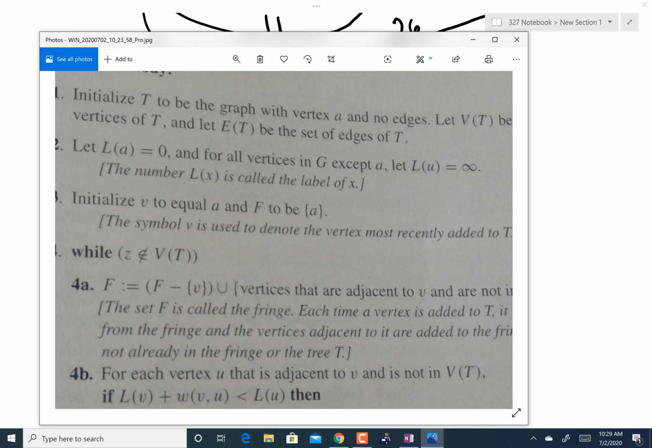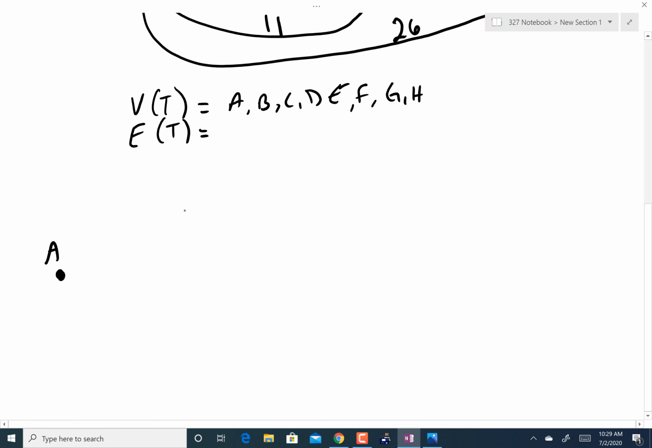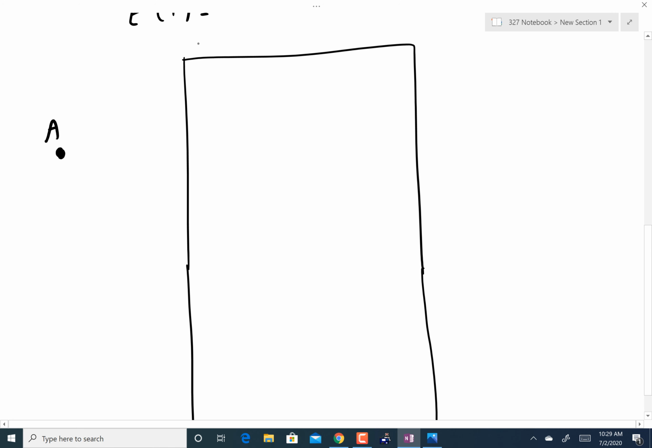Cool. All right, now. So for all vertices in G except A, you're going to let L, the length of that, equal infinity. And L of A is 0. So what does that mean? As we go along, you're going to keep track with a list like so, and you're going to have the actual vertex here.